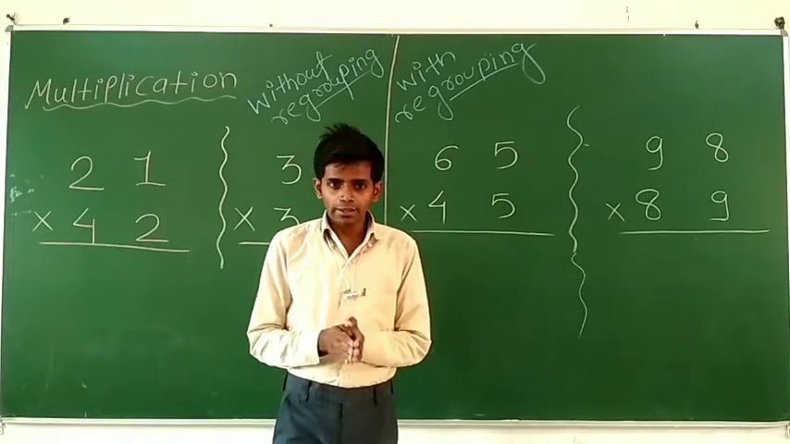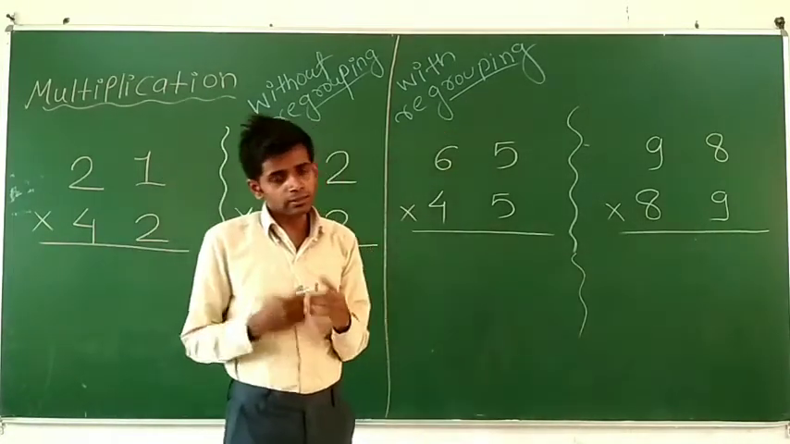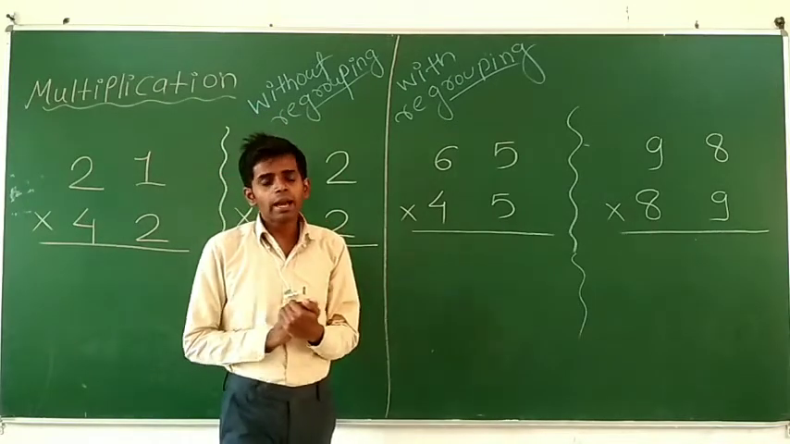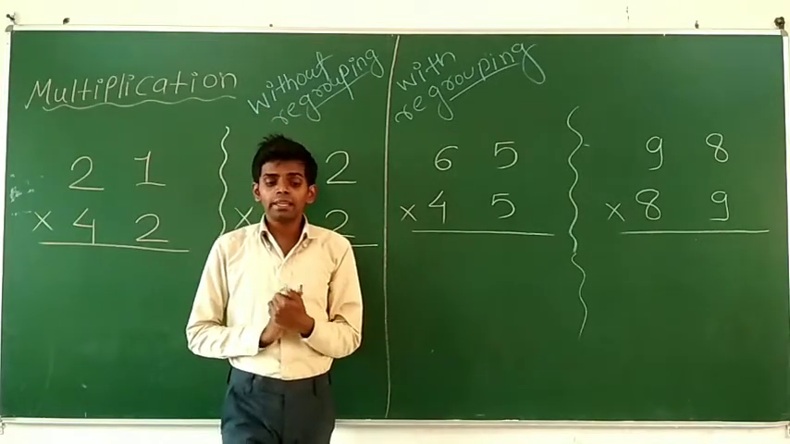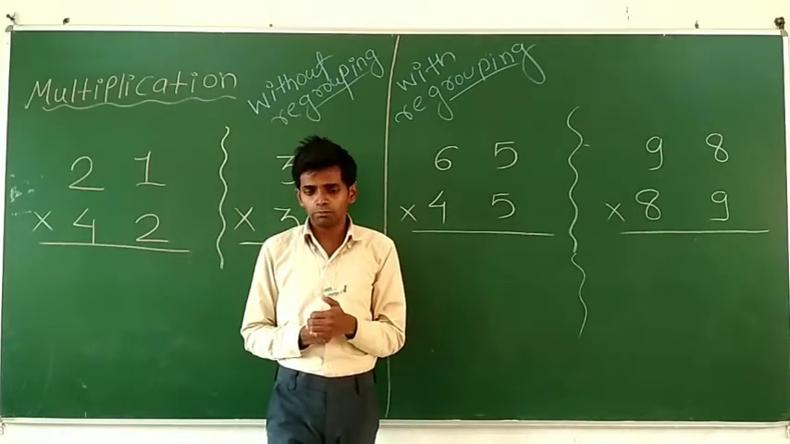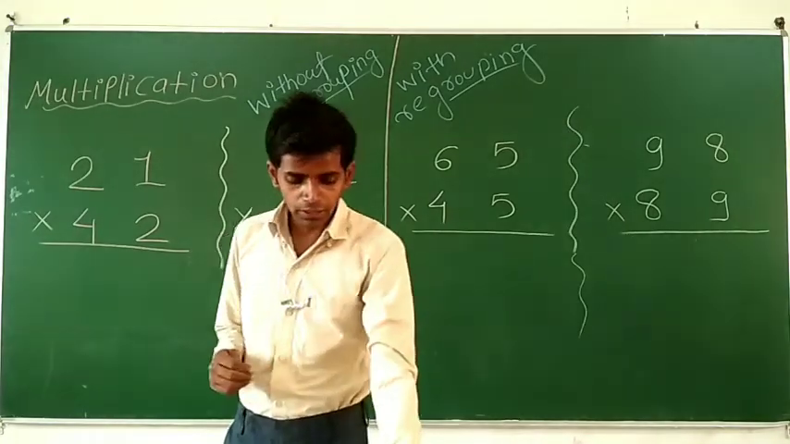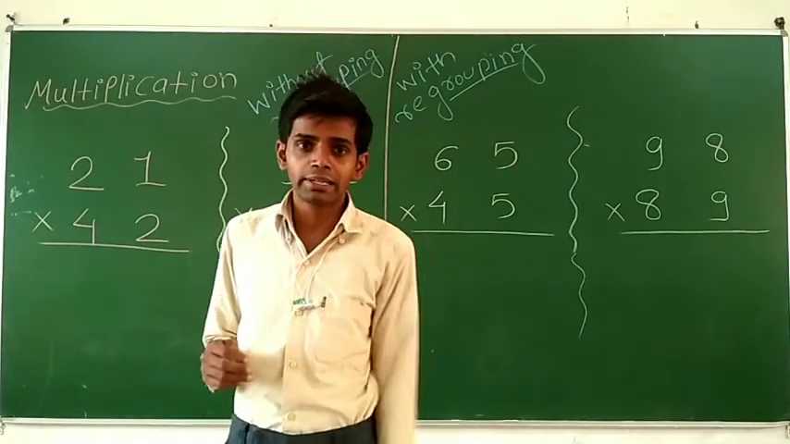Today we will quickly revise the multiplication without regrouping and with regrouping. Then we will proceed towards the next topic, which is multiplying a number by expanding the bigger number, on page number 72. I hope you have solved exercise 4.6 completely.